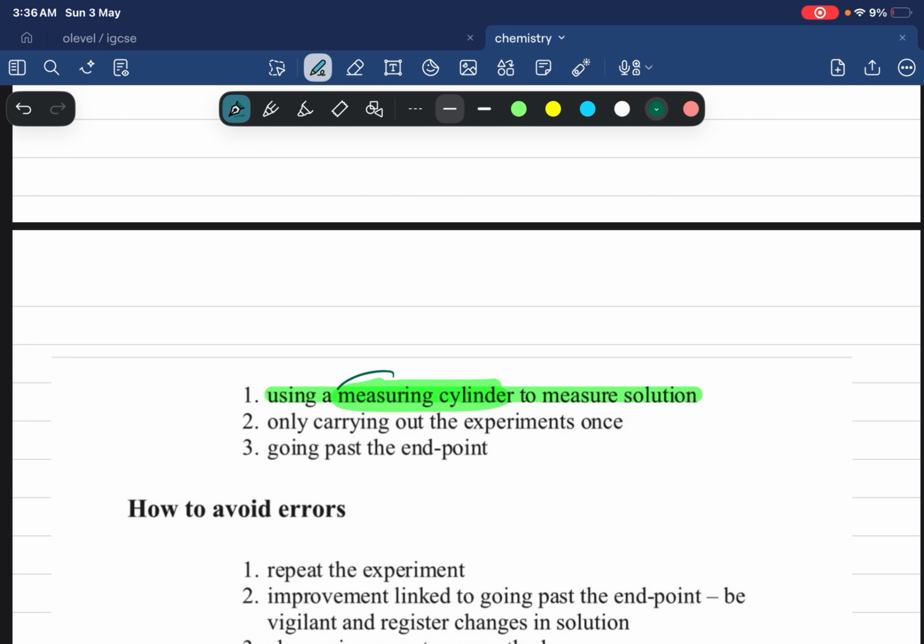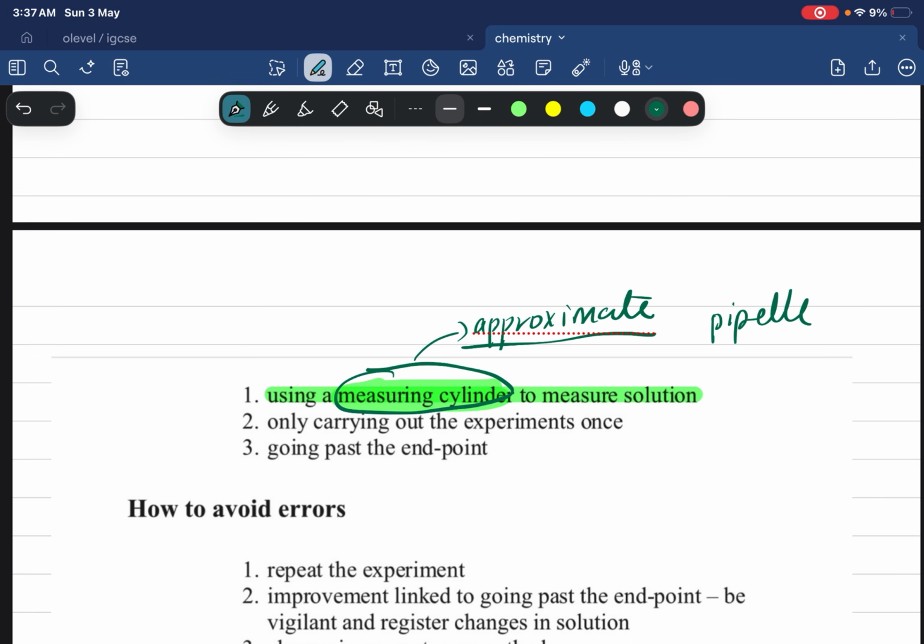And this is a very common error, because you don't use a measuring cylinder. Why? Because a measuring cylinder gives you approximate values, and for titration you need exact values. That's why you should use a pipette. Only carrying out experiment 1, that's an error. You should do it at least 3-4 times.